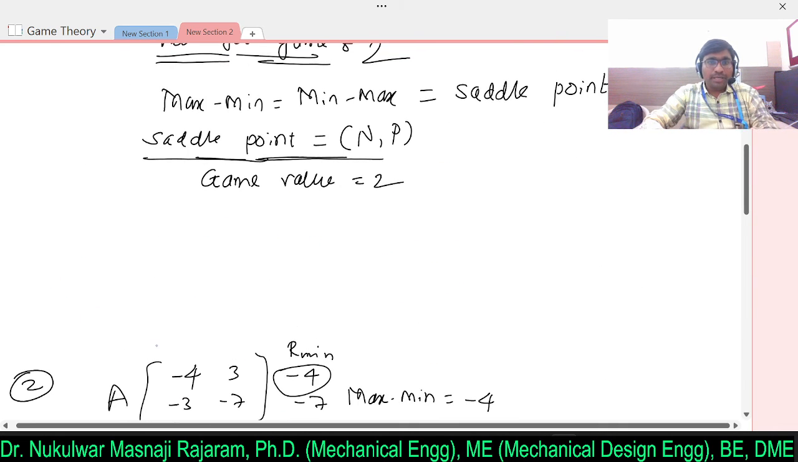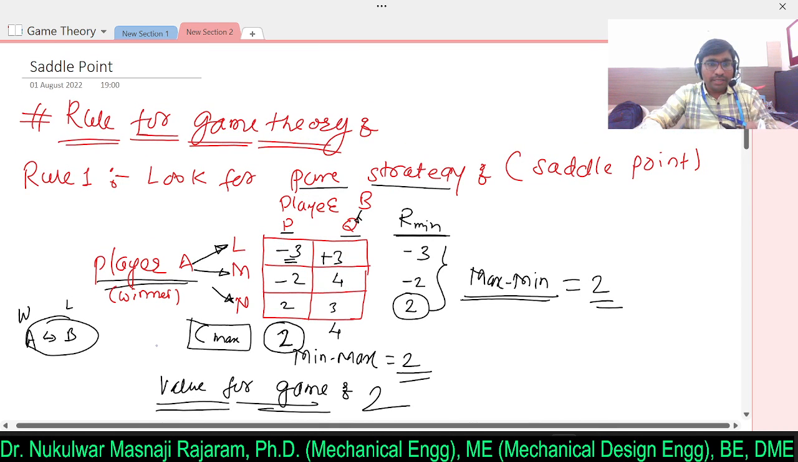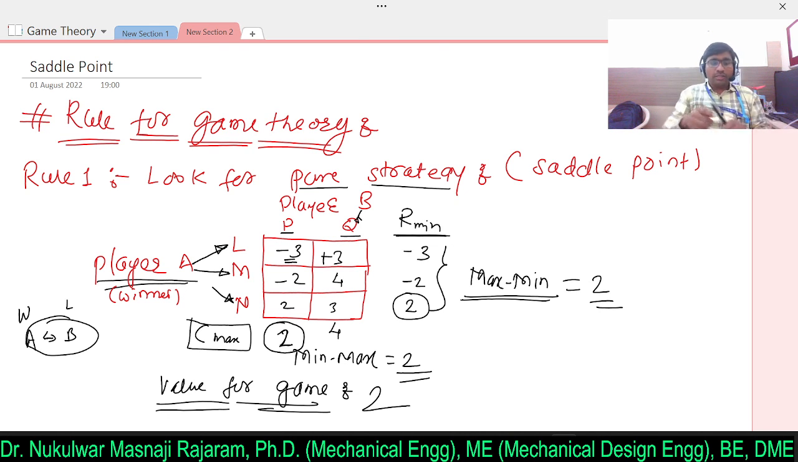of the pure game. So here we have already seen rule number 1, which is known as look for the pure strategy. So in the examination, when one matrix is given, always look for the pure strategy. That is very important. So always look for a saddle point while attempting to solve any kind of game. If the given problem has a saddle point, then definitely you will get the value for the game directly, and if it is not given, then we have a different method. We will see that method in the next lecture.